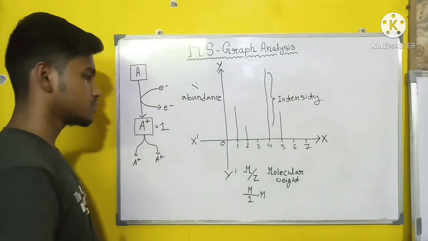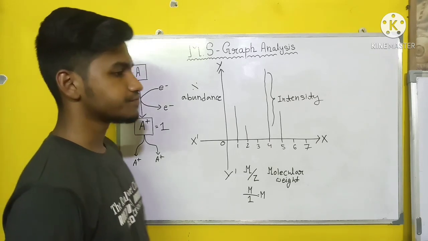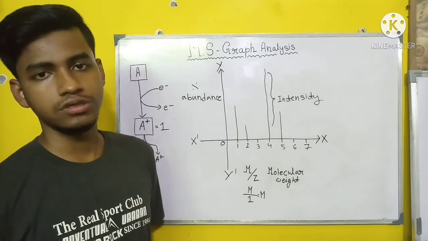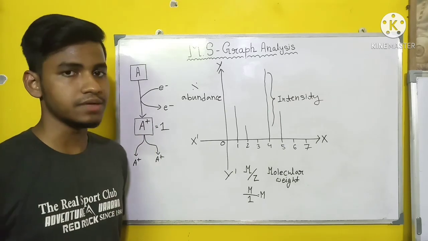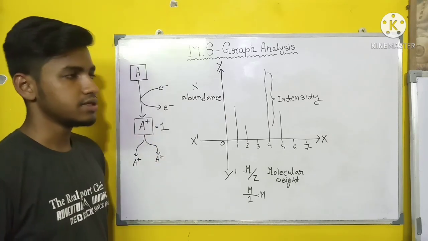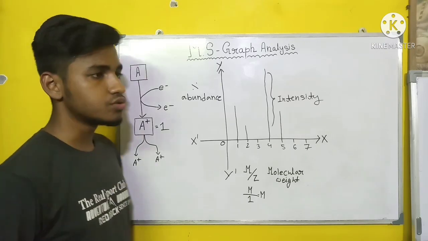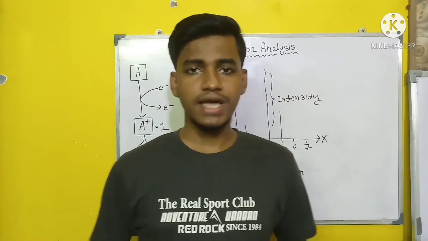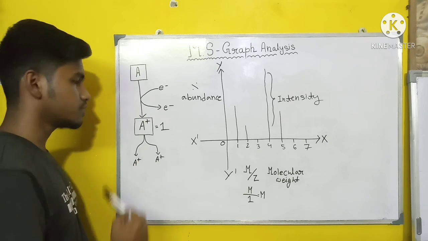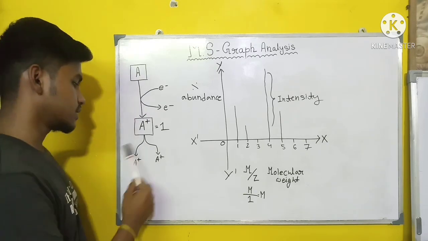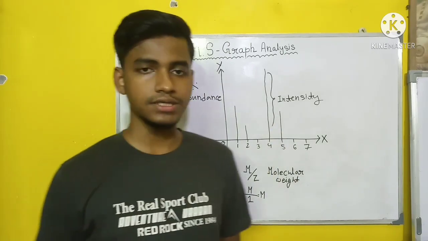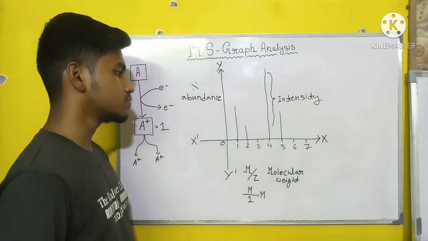So why are they fragmented? Because when they go through the magnetic field toward the detector, they need to be in a stable mode, and the molecular ion is not stable. It has already lost 1 electron. So the A plus, the molecular ion, is not stable and is not able to go through the magnetic field toward the detector. That's why it dissociates into small fragment ions. Now it is able to go through the magnetic field toward the detector, and after detection of these small fragments, we will get a graph.